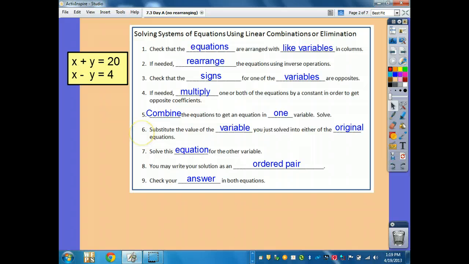Number 6. Substitute the value of the variable that you just solved into either of the original equations. Then after you subtract or combine, solve the equation for the other variable. So that's kind of like what we did yesterday. And then you write your ordered pair and you check it by putting that ordered pair into the original equations to check that they both work.